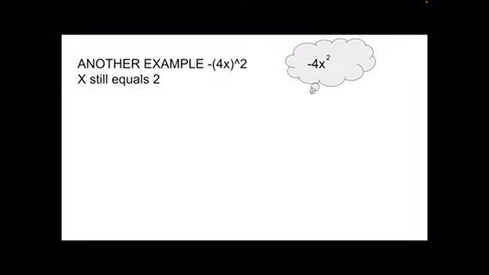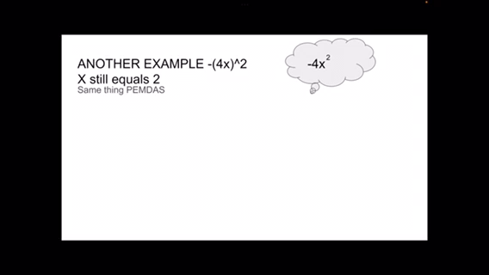Okay, so another example, negative 4x squared. Now you might be thinking, okay, this is the same problem as before. X still equals 2, so why wouldn't it be negative 16? It's obviously negative 16, and you'd be completely wrong, since order of operations tells us to do grouping symbols or parentheses first. But in the last one, since there weren't any parentheses, we just had to move on and do the exponents first.